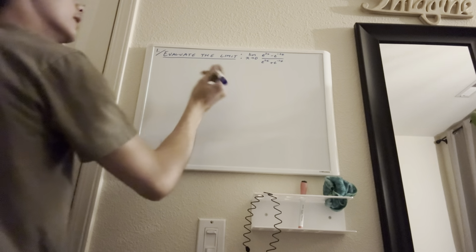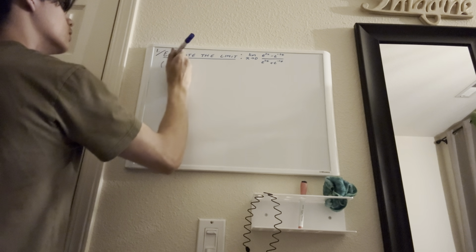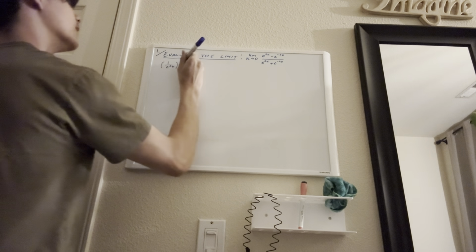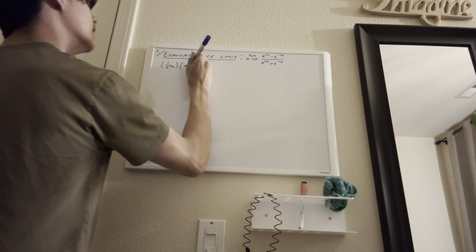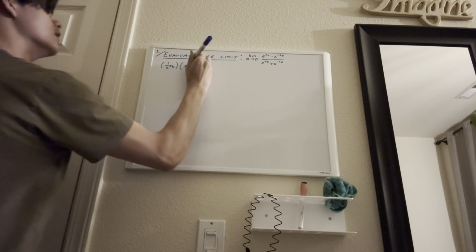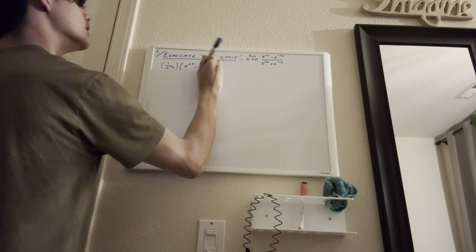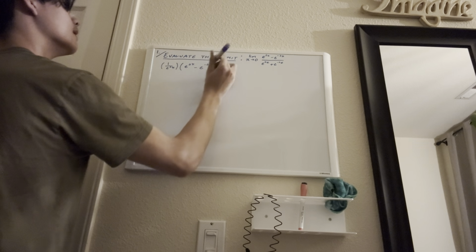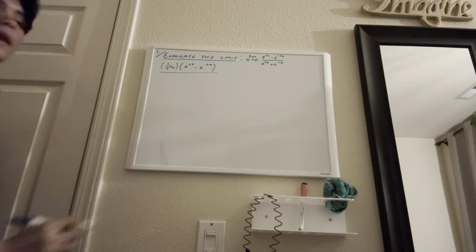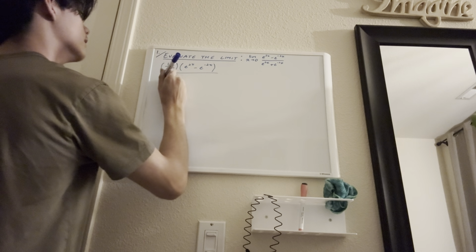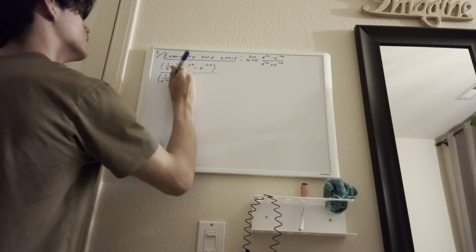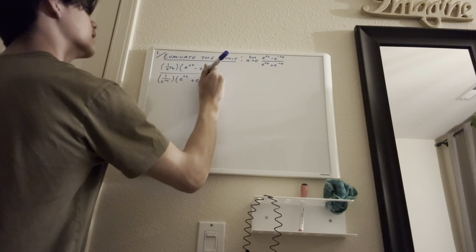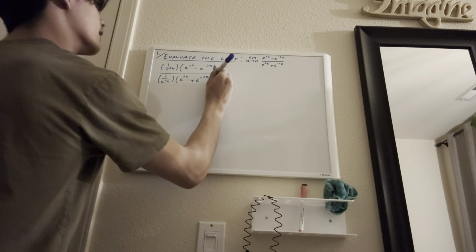So what that would look like would be something like 1 over e to the 2x times e to the 2x minus e to the negative 2x, over 1 over e to the 2x times e to the 2x plus e to the negative 2x. Okay.